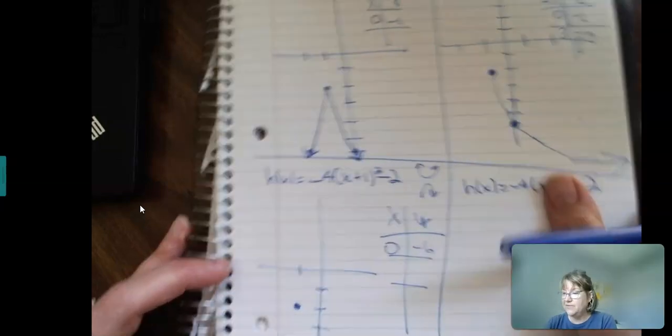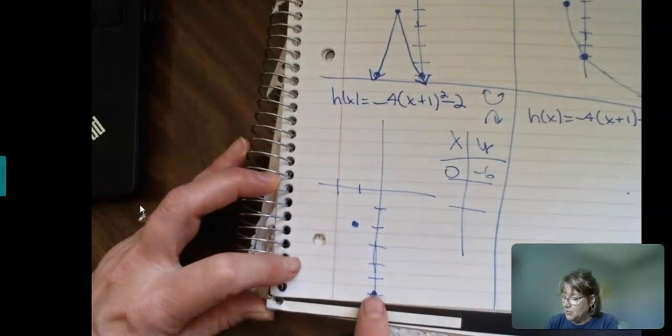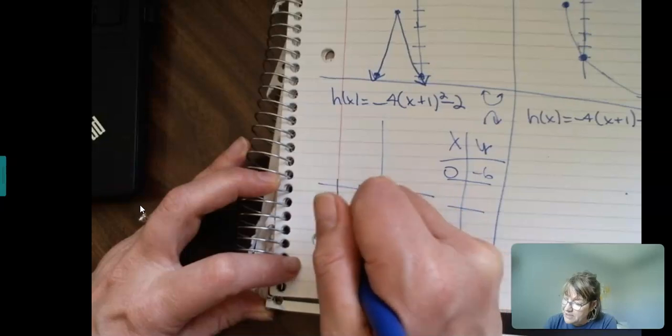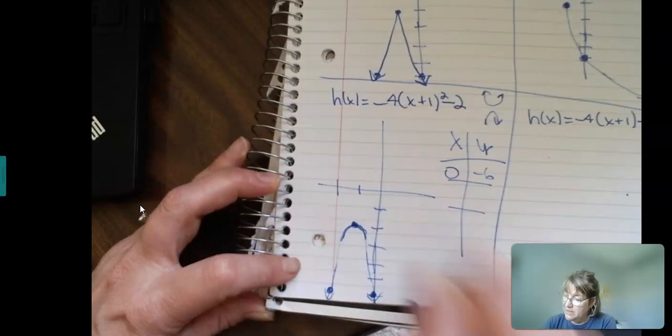This is nice and V and pointy, but it's similar in the fact that it's symmetric, right? So this is going to go here. Now, again, the difference is this one is a parabola, so don't make it V-ish. It should be very curvy, okay?